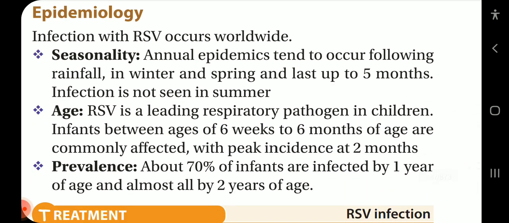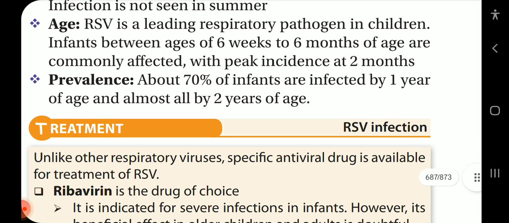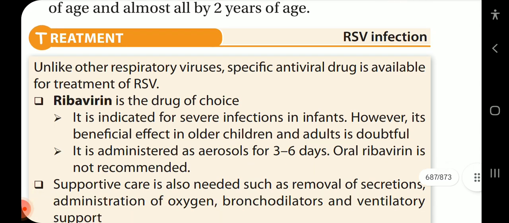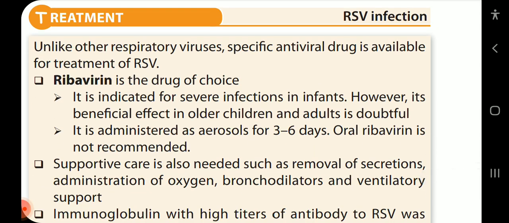Epidemiology. Infection with RSV occurs worldwide. Seasonality: annual epidemics tend to occur following rainfall in winter and spring and last up to 5 months. Infection is not seen in summer. Age: RSV is a leading respiratory pathogen in children. Infants between the age of 6 weeks to 6 months are commonly affected, with a peak incidence at 2 months. Prevalence: about 70% of infants are infected by 1 year of age and almost all by 2 years of age.